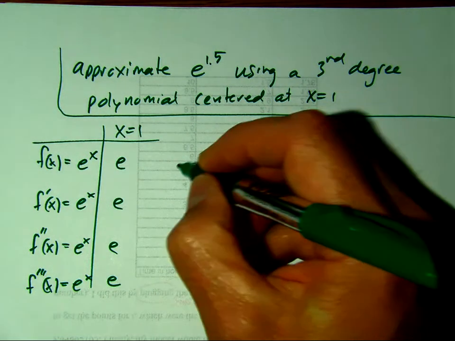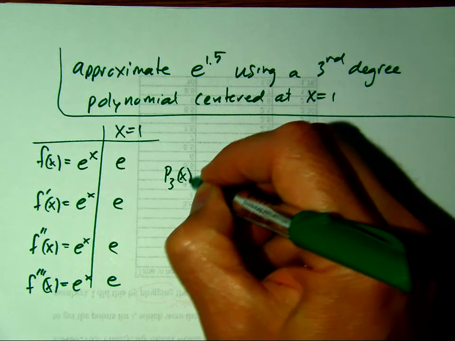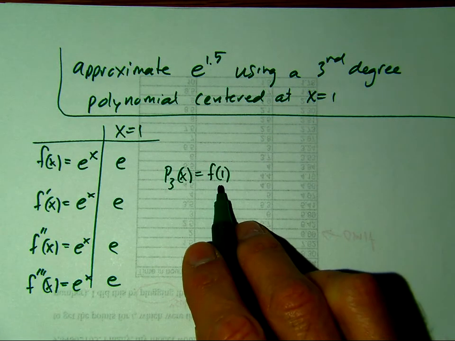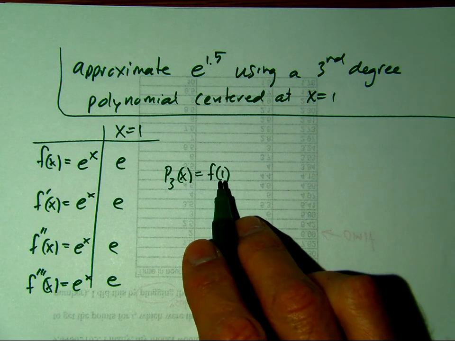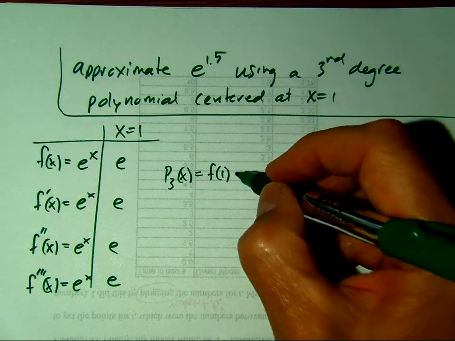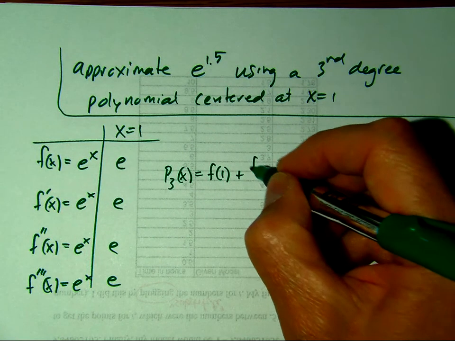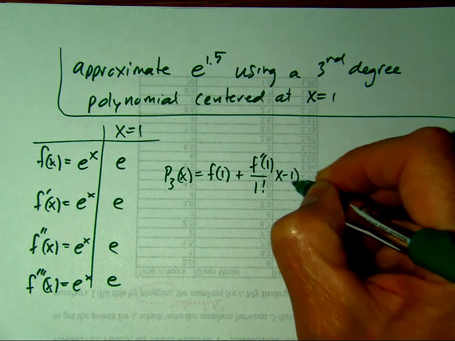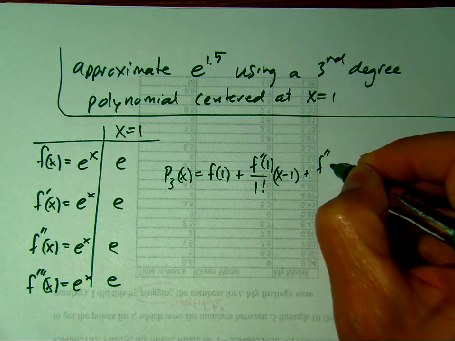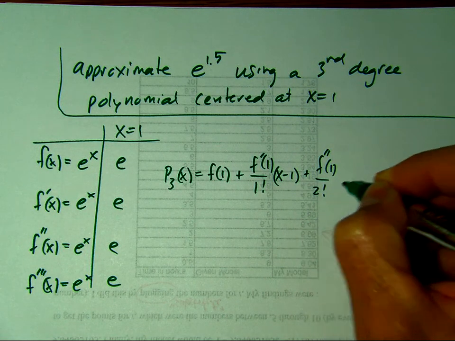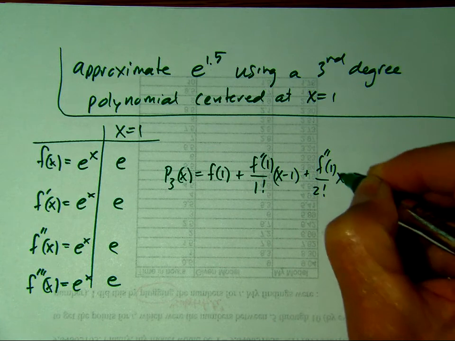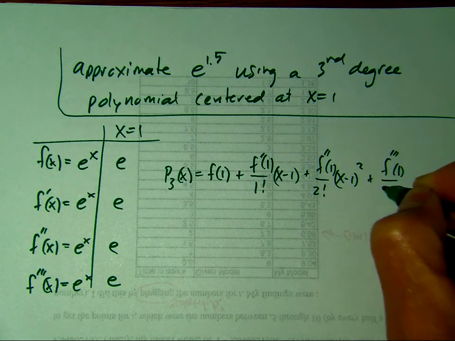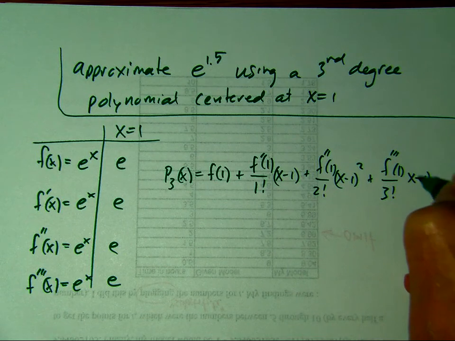And the polynomial is f of 1. So with a Maclaurin polynomial centered at 0, we had f of 0. Now we have f of 1. And then we're going to have the derivative at 1 over 1 factorial times x minus 1, second derivative over 2 factorial times x minus 1 squared, third derivative over 3 factorial times x minus 1 cubed.